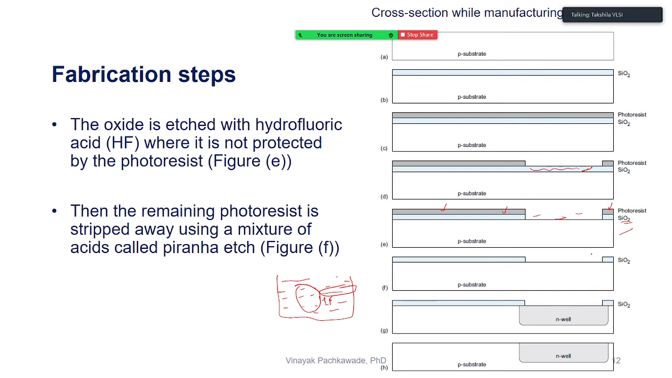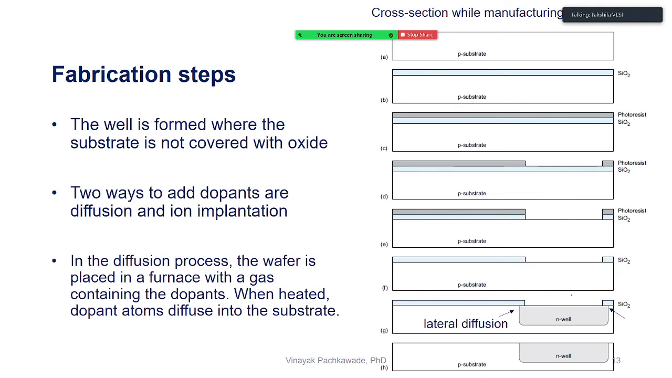Now after this process, I come to this. What I just do is take off the photoresist. I just stripped it off. And finally, I am at this step. I will use two special processes now to insert the atoms. I want dopants now. The well will be formed in this area, as I said, because this area is not covered by the oxide now. The other area is covered by the oxide.